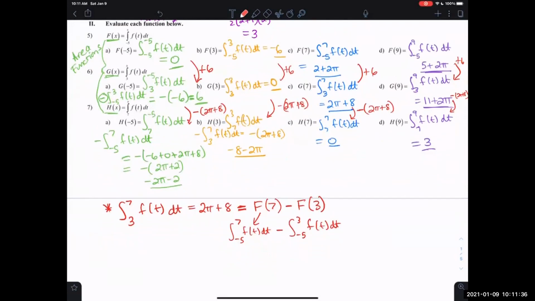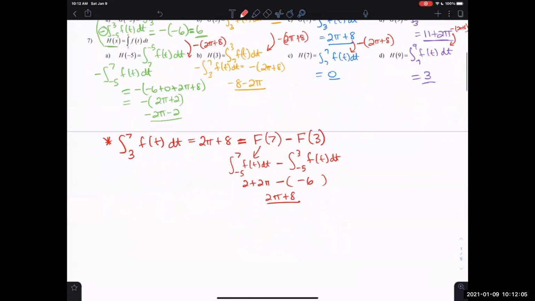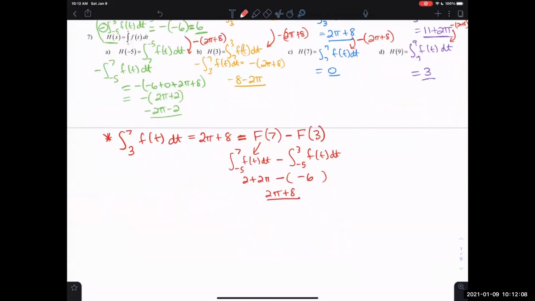and then keep building. So if I go back and look, that from -5 to 7 piece was 2 plus 2 pi, minus, and then from -5 to 3, I have that one up there as well, is -6, which gives us 2 pi plus 8. Remember when I was saying before about how this is all the same function, we have different antiderivatives that just start at different lower bounds. Please keep that in the back of your mind right now.